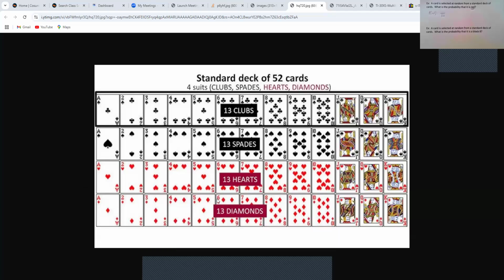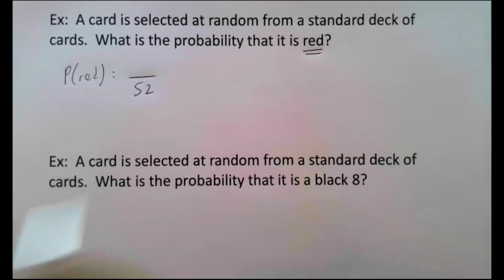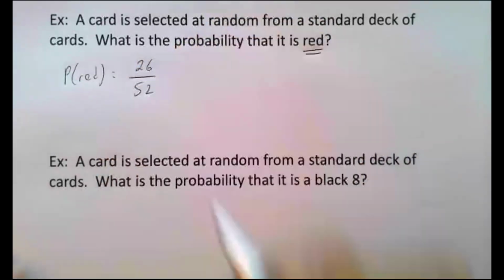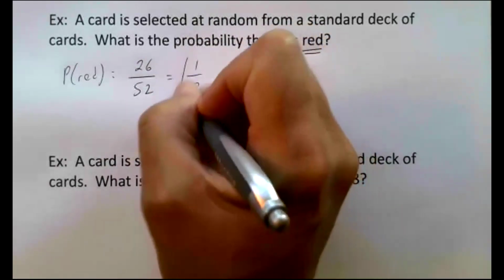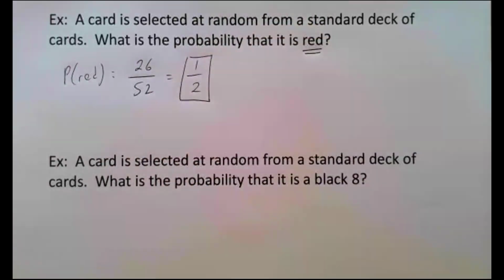13 hearts, 13 diamonds. 13 plus 13 is 26. These 26 on the bottom 2 rows are the red ones. There's a 26 out of 52 chance if you picked a random card, you would get a red one. And then, of course, the other 26 are black. If you divide top and bottom by 26, you end up with 1/2. Not a surprise that there's a 1 out of 2 chance you would get a red card because half of the cards are red.